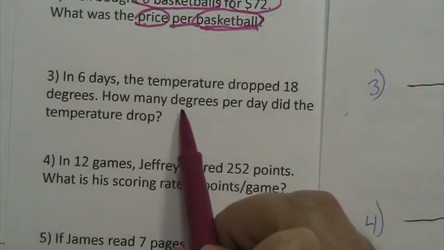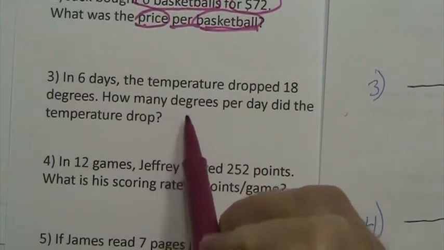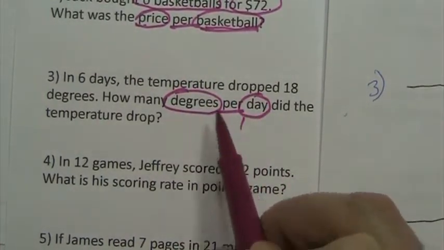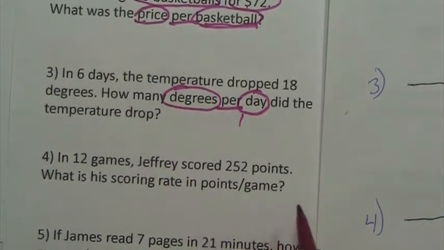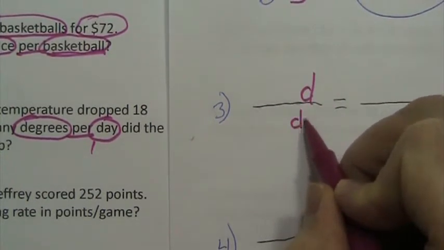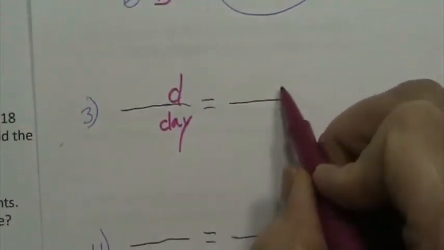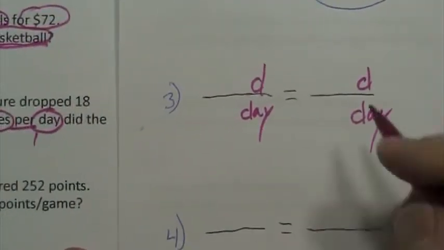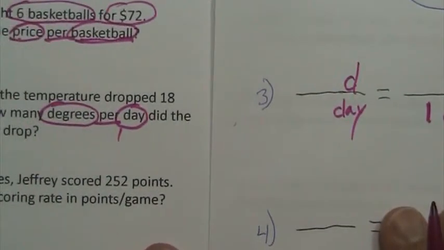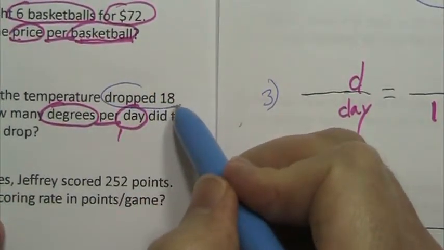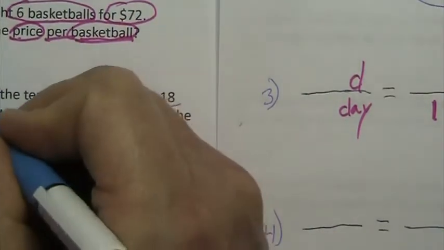Number 3, how many degrees per day? Okay, so we have degrees per day, 1 day. Degrees per day did the temperature drop. So I'm just going to put D for degrees, and I'll just spell out day. Degrees and day. And what information? Oh, it's for 1 day. What information do we know? Let's see. It dropped 18 degrees, and that was in 6 days.